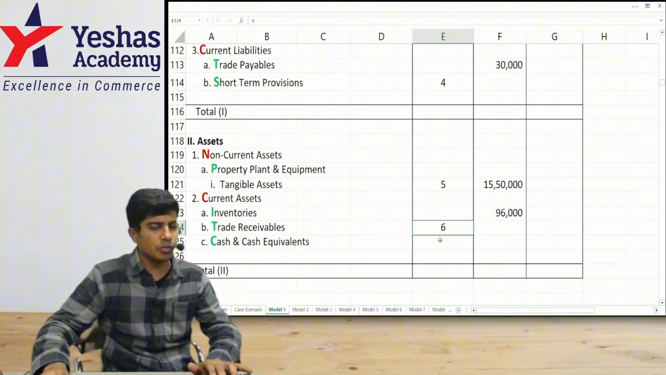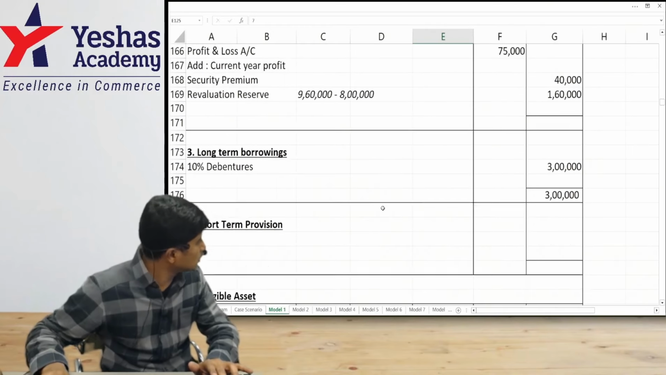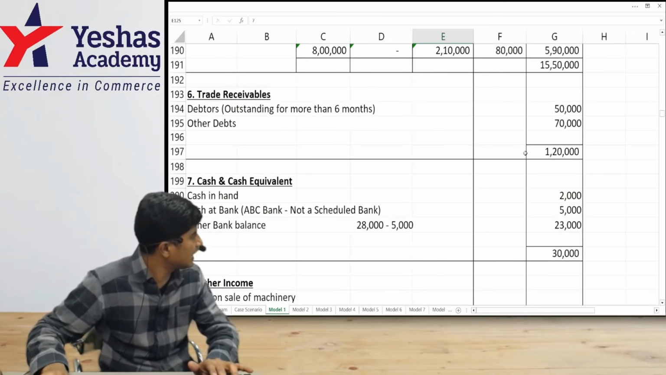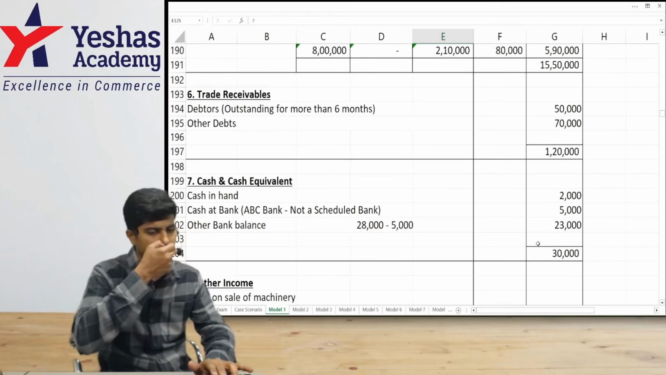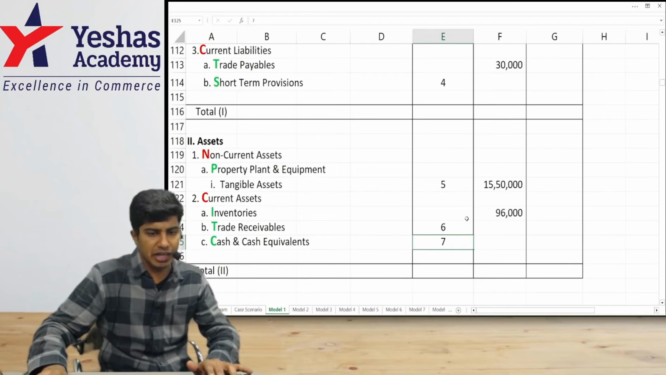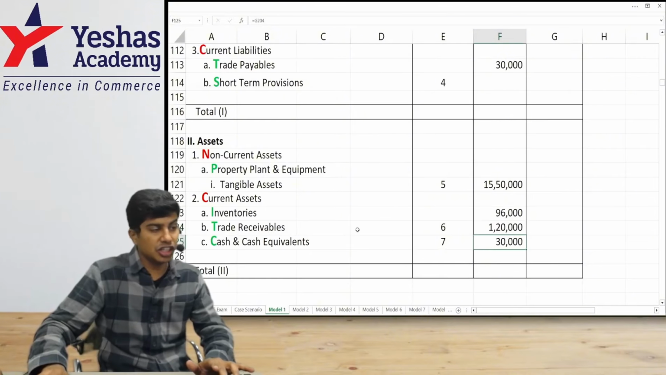Let's go to trade receivables and cash and cash equivalent. 6 and 7. Are you ready? Come to note number 6. Note number 6. Trade receivables 1 lakh 20. Cash and cash equivalent 30. Shall I post both of them together? 120 and 30. In the balance sheet, trade receivables 1 lakh 20. Cash and cash equivalent 30. So shall I total balance sheet?